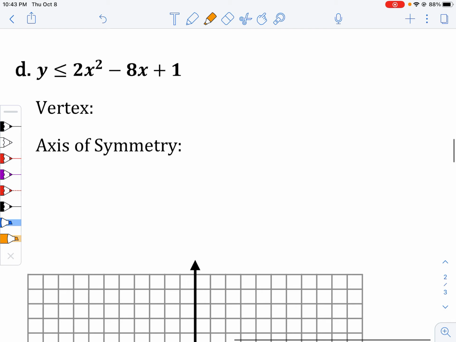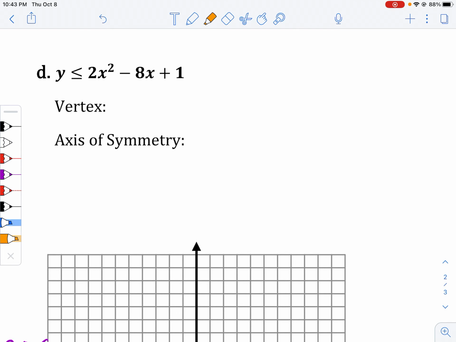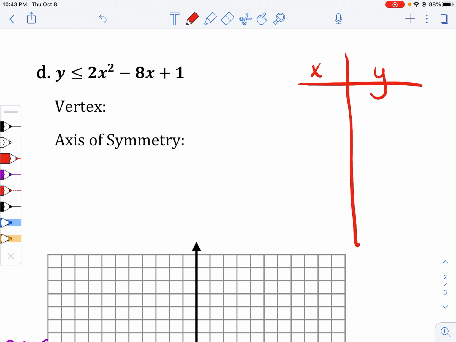Part D, we have 2x squared minus 8x plus 1. If you go to the table here, I can see my axis of symmetry. So you have x, y. You should try and do this on your own, but your vertex is (2, -7), so your axis of symmetry is at 2. 1, -5, 0, 1. 5, 1. So my vertex is at (2, -7). My axis of symmetry is at 2.